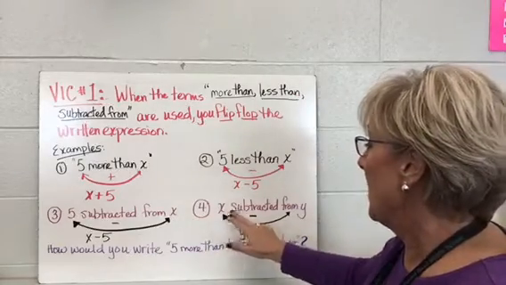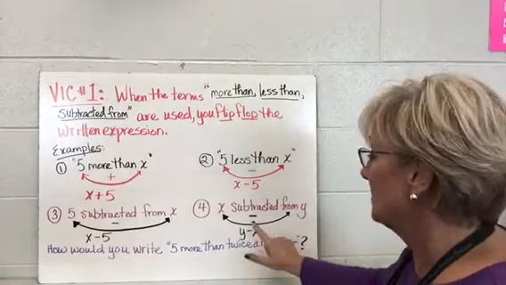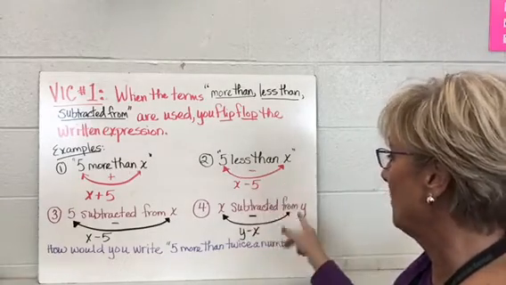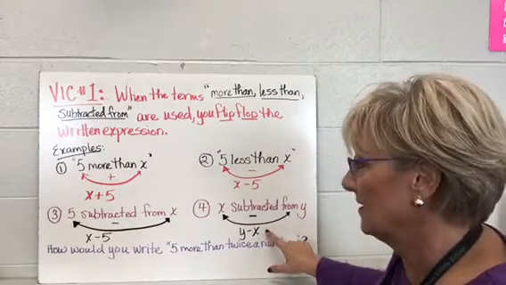Here you're going to say X subtracted from Y. We're going to use two variables here. I know subtracted from is minus. I'm going to flip-flop them. That means I started with Y, and I'm going to subtract whatever X is.